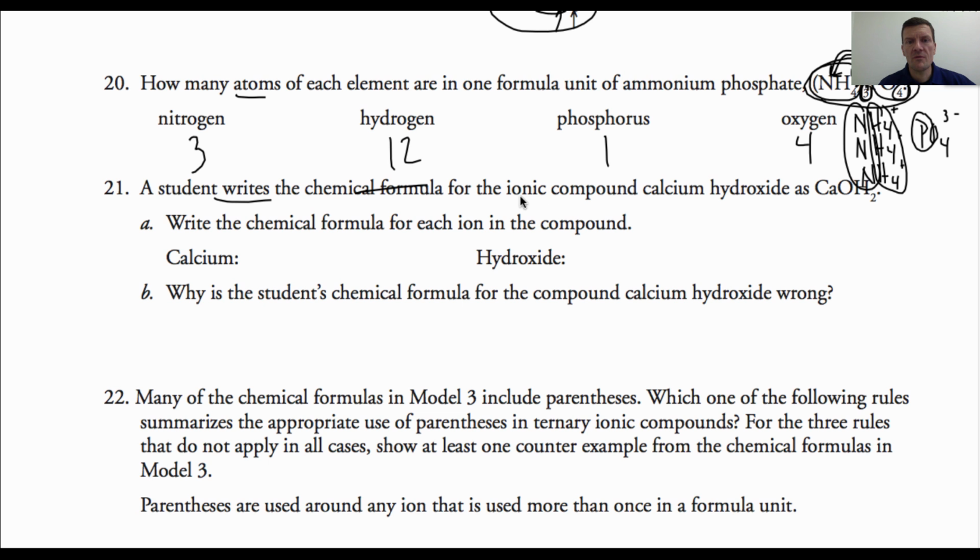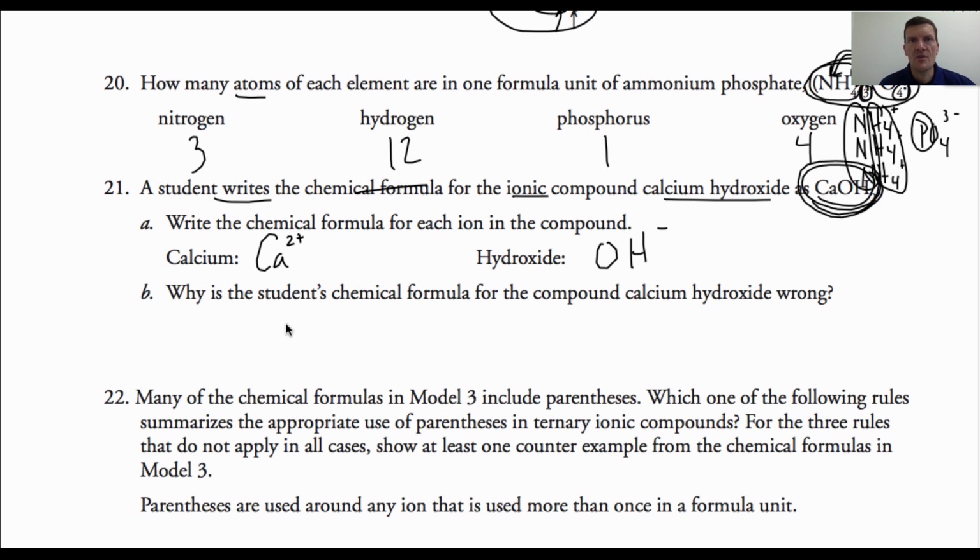Student writes the chemical formula for an ionic compound, calcium hydroxide, as this right here. Write the chemical formula for each ion in the compound. So here's calcium. Hydroxide is this, and when calcium forms an ion, it would be 2 plus. Hydroxide is an ion with a charge of -1. So why is this formula wrong?